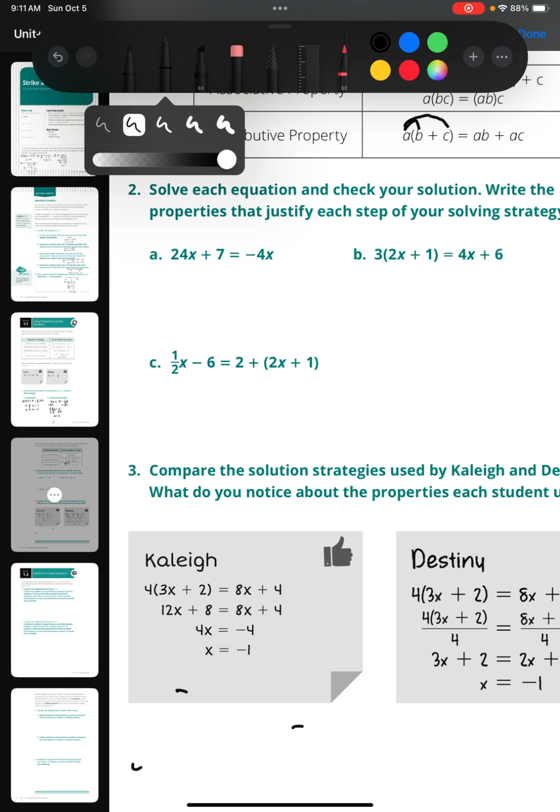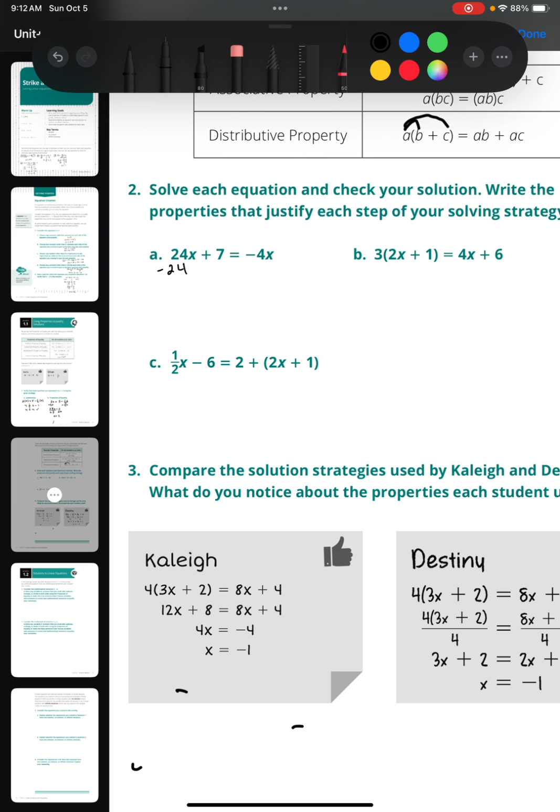Now for space, I'm just going to justify it with the reason, saying the reason without writing it out. So for the first one here, we got 24x plus 7 equals negative 4x. Now, there's multiple ways we could start this, but when I'm looking at an equation, I see I have variables on both sides of the equal sign, and I only have a constant on the left. So I'm going to move all my variables to the right because the only constant is on the left side. So I'm going to subtract 24x.